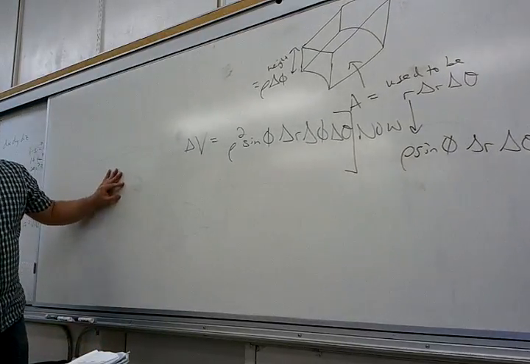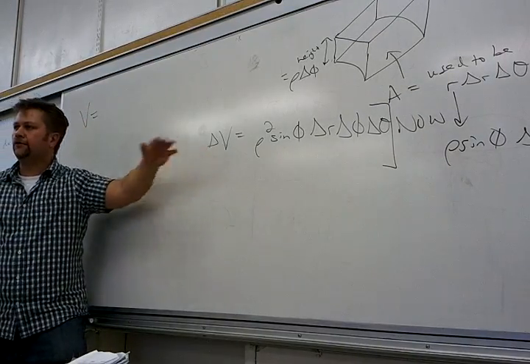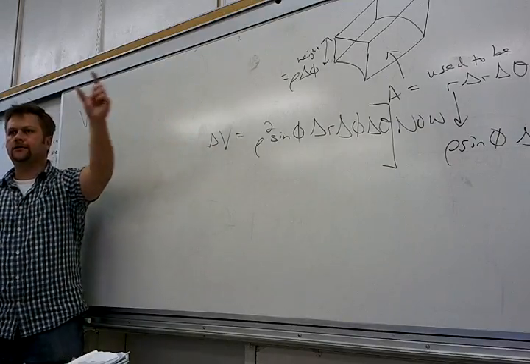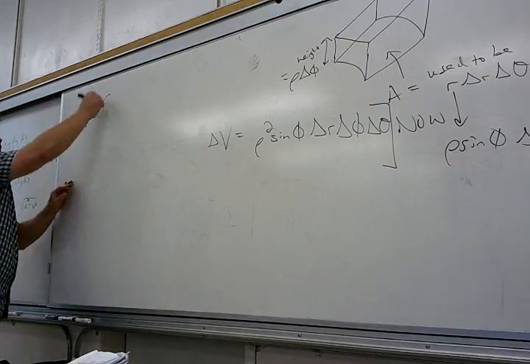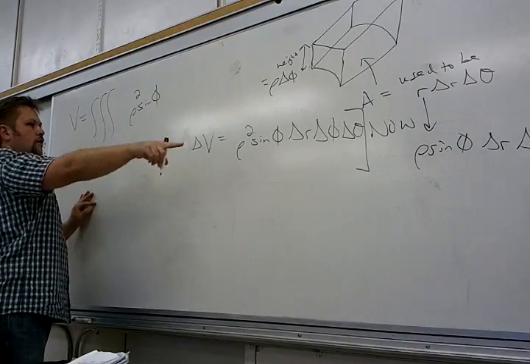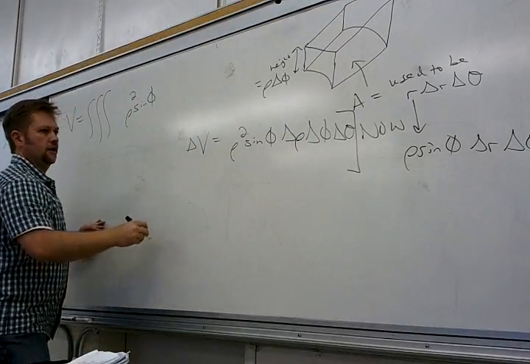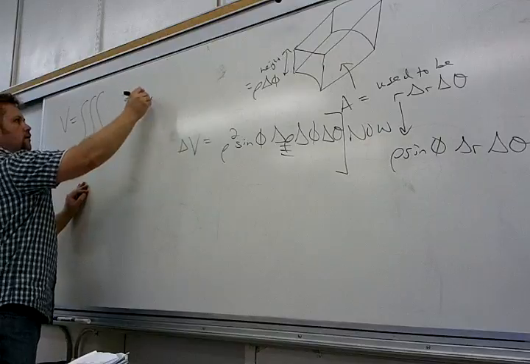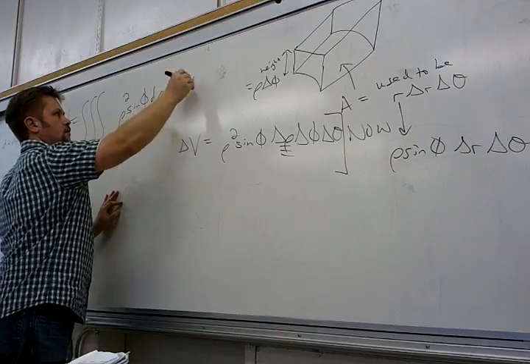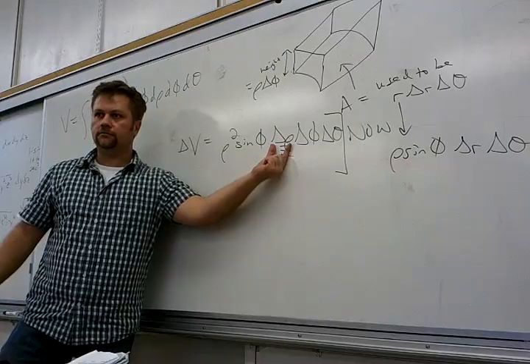So now to get a full volume, during the limiting process, hopefully I can skip the whole Riemann sum idea. In the limit as my little boxes go to infinitesimally small, I get this triple integral. Oh, I have an r in there, my bad. Sorry guys, that should be a rho. This is the volume, delta V. This is delta rho. Yeah, delta rho.